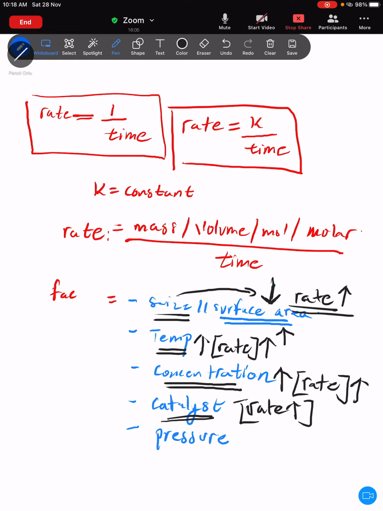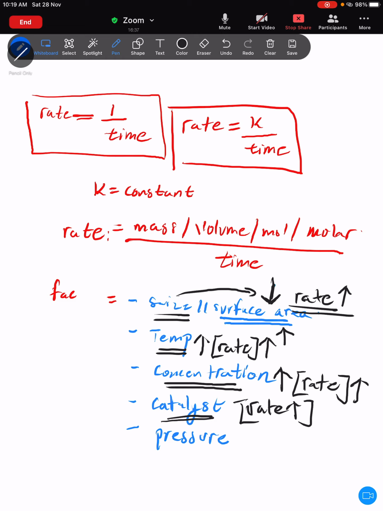Why? With the presence of a catalyst, the activation energy decreases. Okay, you must remember that catalysts provide an alternative pathway, which lowers the activation energy and provides a higher rate of reaction. Please keep this in mind, ya. Very important.